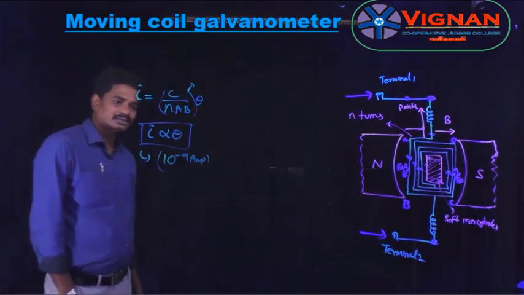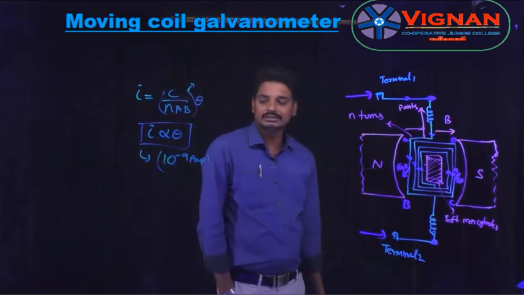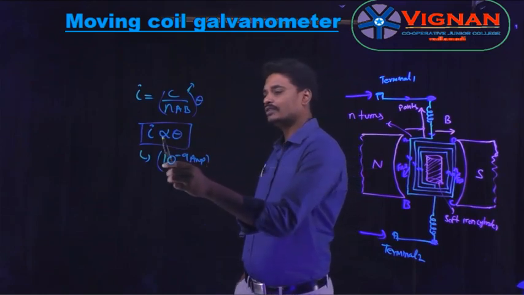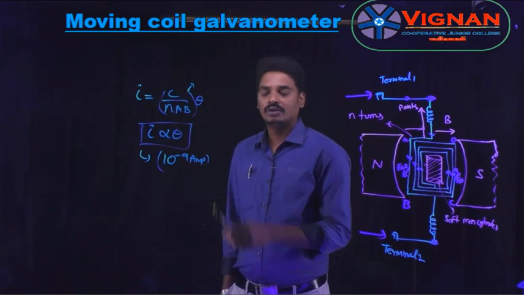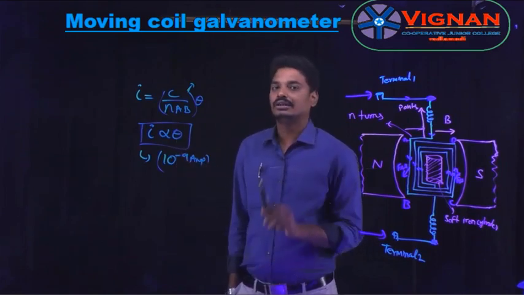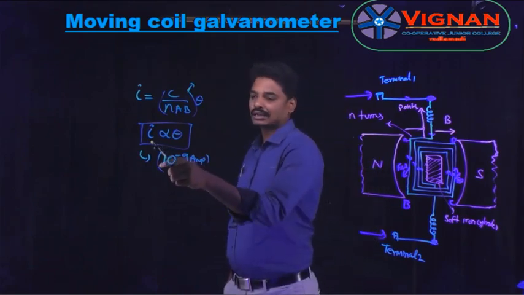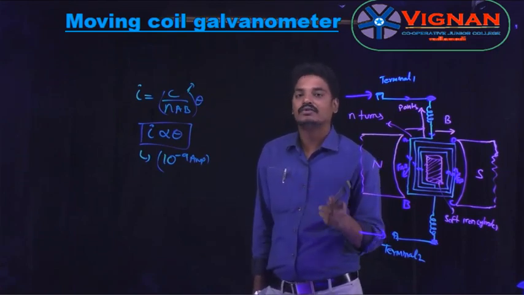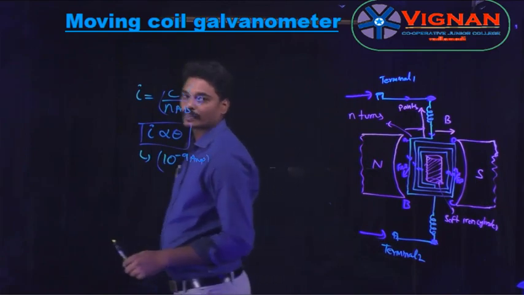But there are some demerits regarding this moving coil galvanometer. The reading that is noted is not the current directly; we are taking the reading of the angle of deflection. So a direct reading of the current is not noted. As the current is directly proportional to the angle of deflection, we take the angle of deflection, from which the current is to be calculated.